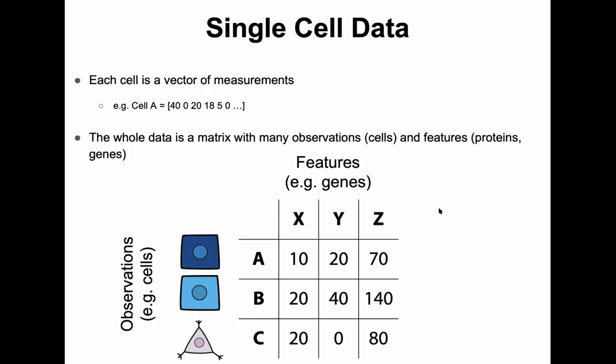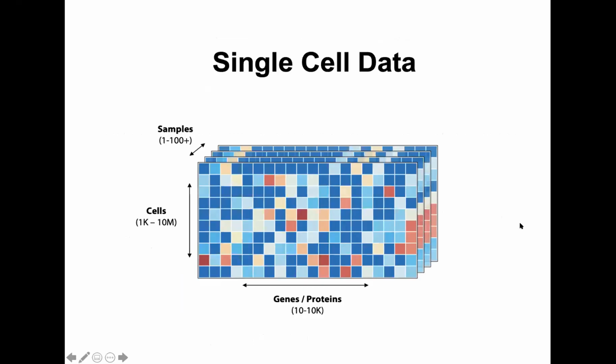So whenever somebody asks me if I took one math class, what should I take? Definitely linear algebra. But nevertheless, I think you are all familiar with this kind of matrix, which is an observation by feature matrix.